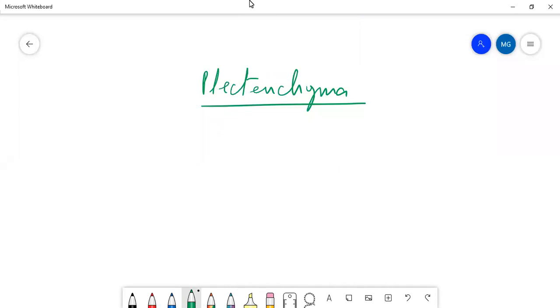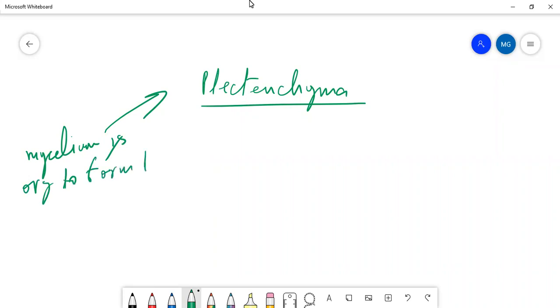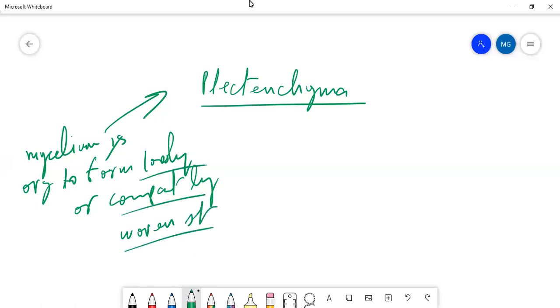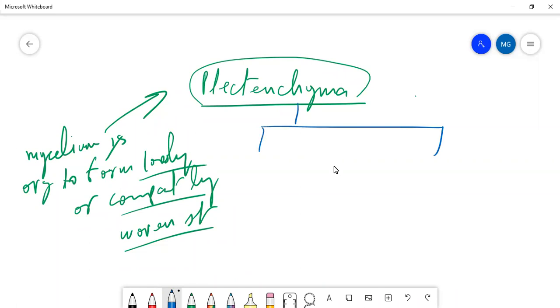Remember that during certain stage in life cycle the mycelium is organized into loosely or complexly woven structure. So what is a plectenchyma? In plectenchyma, the mycelium is organized to form a loosely or compactly woven structure during certain stage of life cycle, and we call it plectenchyma. Now remember, this plectenchyma can also be of two types. I said loosely, compactly. So we can again classify this into two types.